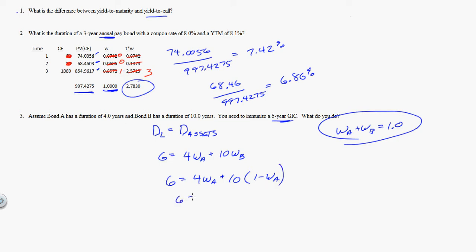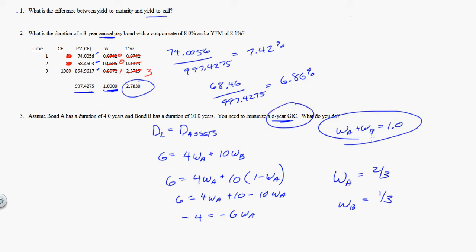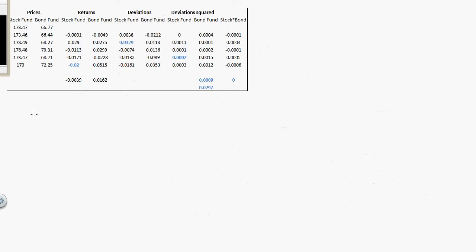So this is going to be 6 equals 4 WA plus 10 minus 10 WA. So minus 4 is equal to minus 6 WA. So WA is 2/3, WB is 1/3. So when I sell this GIC, whatever I sell it for, I take 2/3 of the proceeds and buy bond A, and 1/3 of the proceeds and buy bond B.